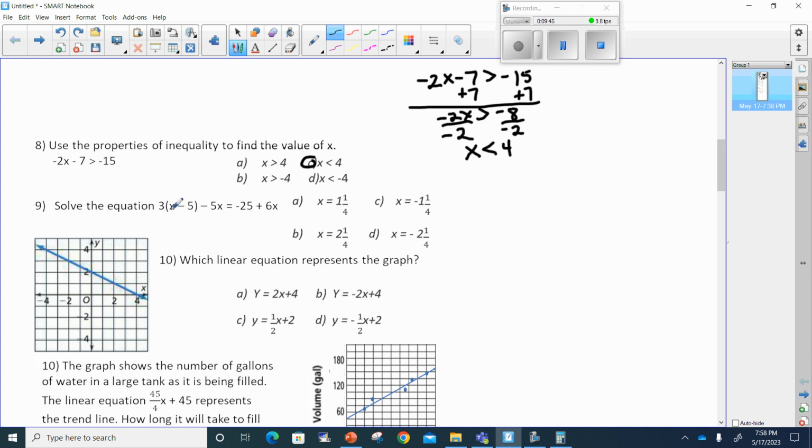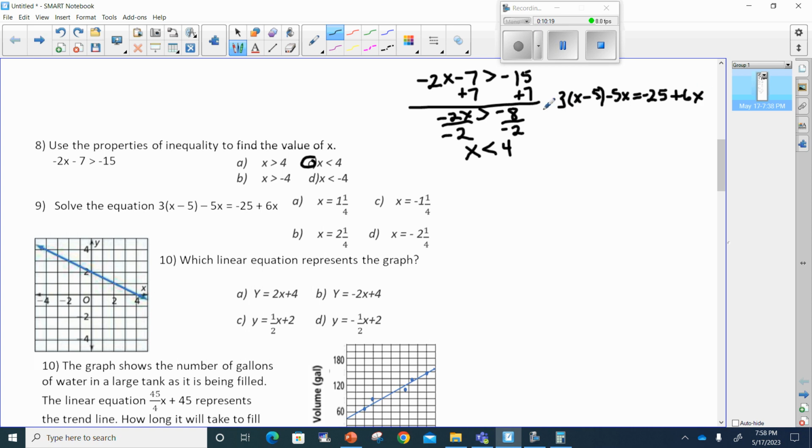Number 9 says solve the equation. There's a big one here. Let me give myself some room. We got 3 times x minus 5, we're going to take away 5x when we do that. That has to be equal to negative 25 plus 6x.